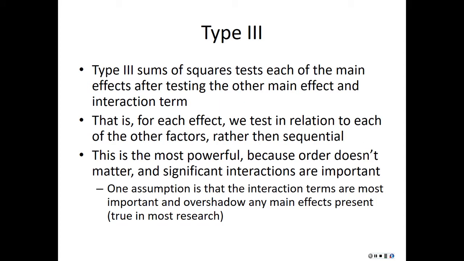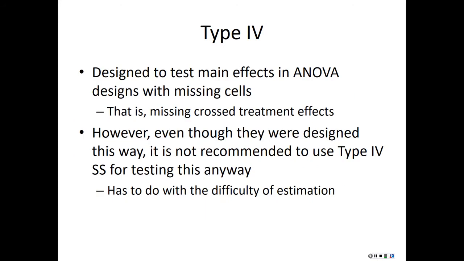So the type 3 sums of squares are ones in which both effects are tested in relation to each other rather than in sequential order. So it doesn't matter how we put the factors in, we're going to get the same sums of squares. So this is the most powerful because order doesn't matter and interactions are important. One assumption we do make in this model is that interaction terms are more important than the main effects, which is true pretty much when we do analysis anyway. So that's just kind of implied when you're talking about type 3 sums of squares.